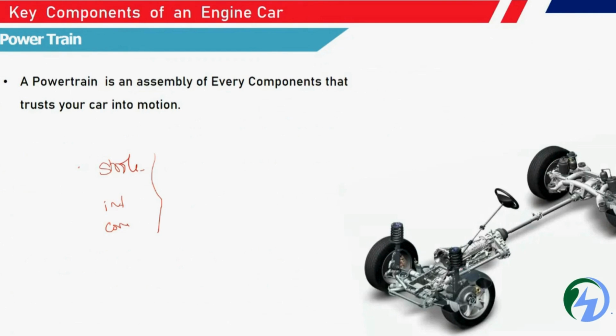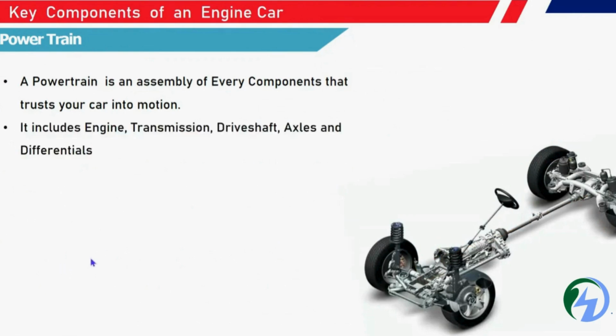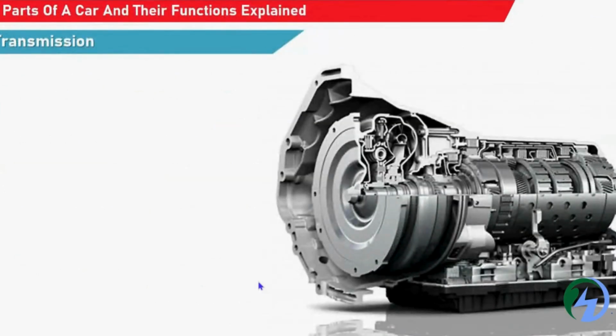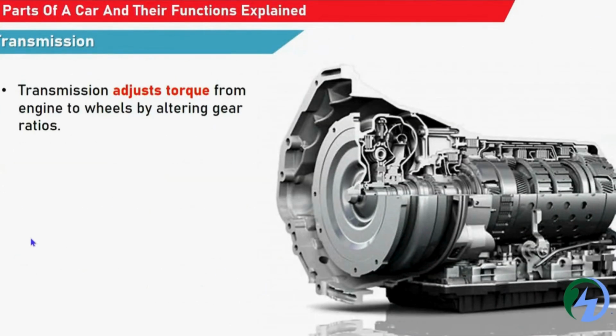Whenever power is generated from the engine, it should be given to the wheels to make them rotate. How do these wheels start rotating? Because of the transmission of the force, via the transmission. We have two types of transmission: automatic transmission and manual transmission, depending upon the functionality of the car.